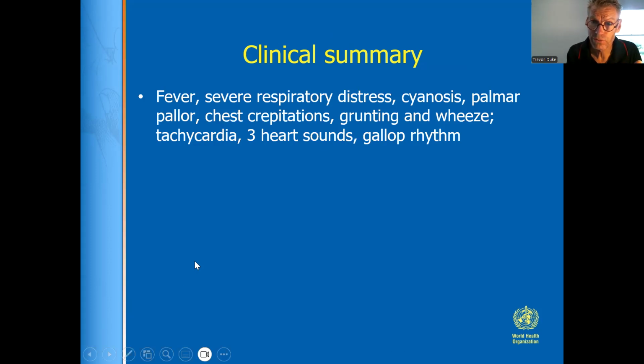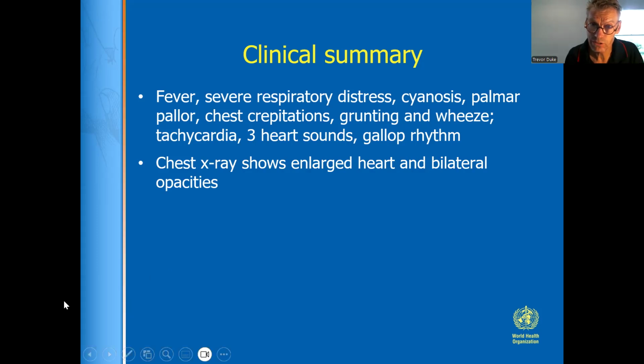This was a child who had fever. He's got severe respiratory distress, cyanosis, palmar pallor, chest crepitations, grunting and wheeze, tachycardia, 3 heart sounds, and a gallop rhythm. All these things are important. His chest X-ray shows a large heart and bilateral opacities.